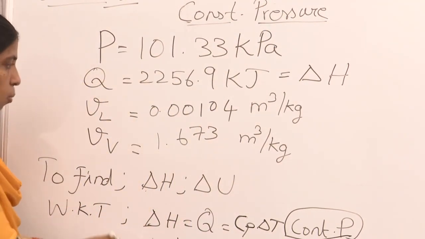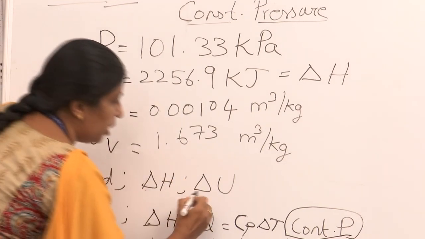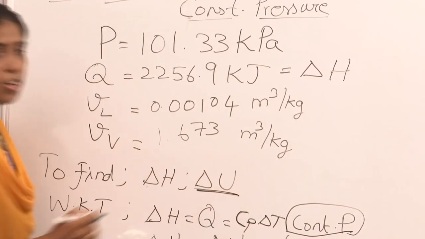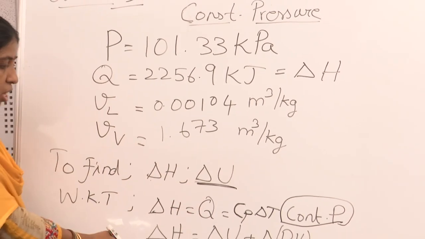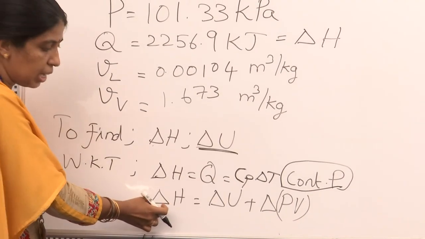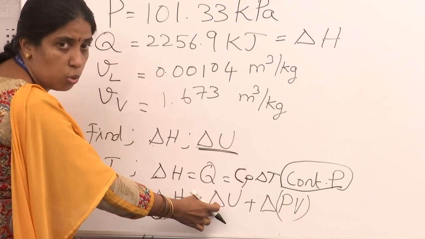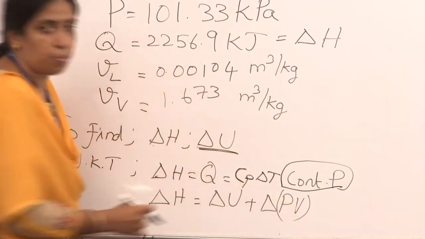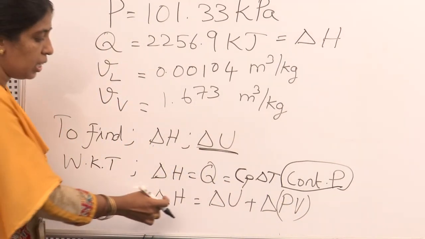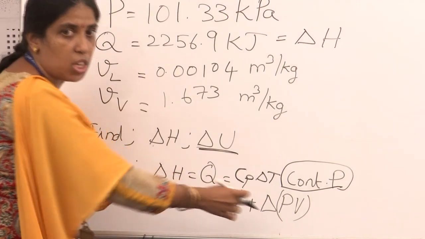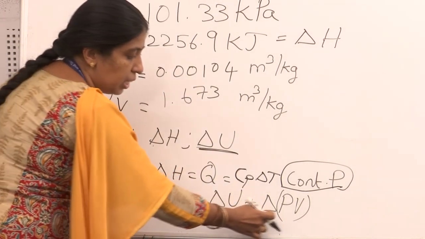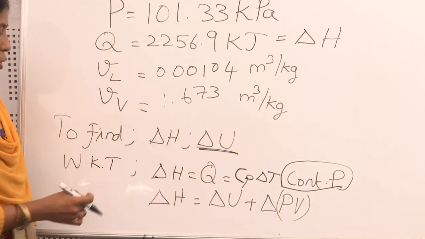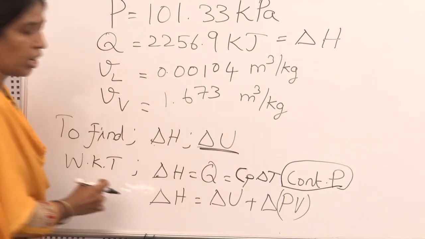Next, what else do we need to find? We need to find delta U. For delta U, we know from the first law of thermodynamics that delta H is equal to delta U plus delta PV, since H is equal to U plus PV. So enthalpy is equal to change in internal energy plus delta PV. Let us analyze and find out delta U.